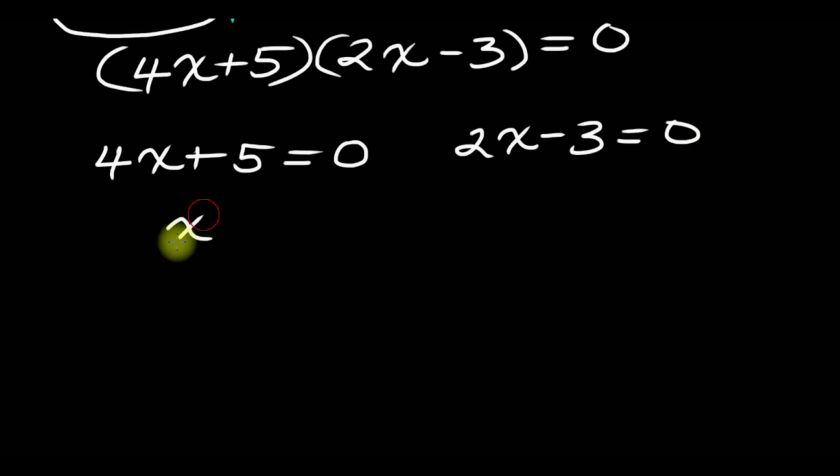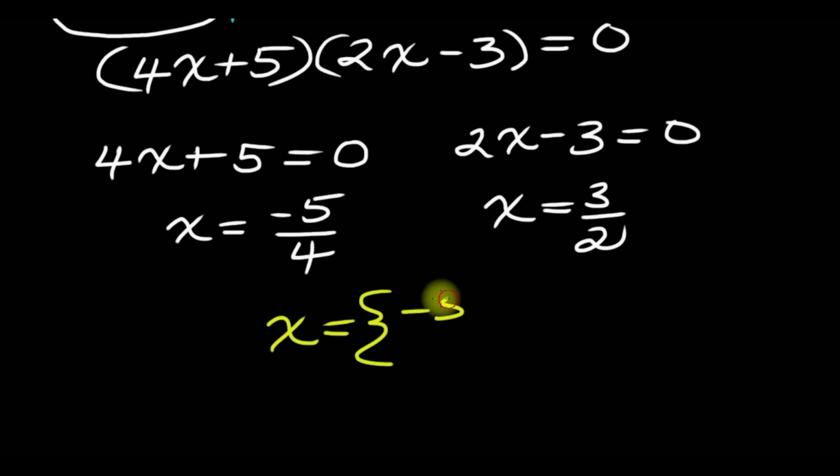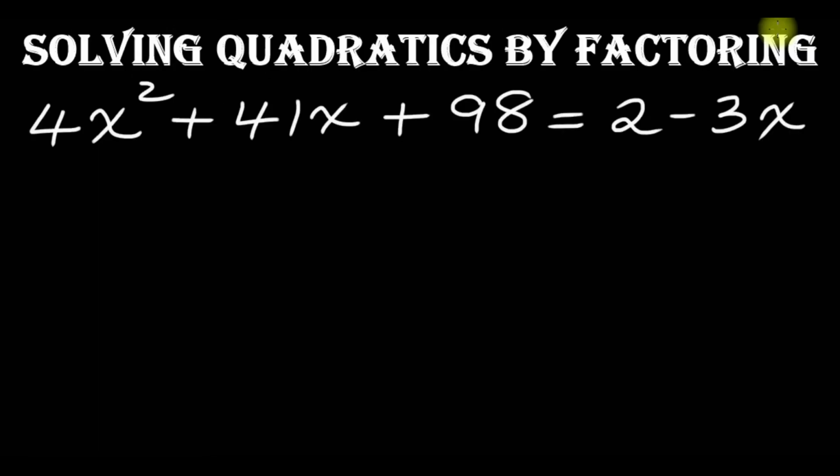Solving for x here, you're going to get negative 5 over 4. And solving for x here, you're going to get 3 over 2. Then we're going to use those two numbers and put them in a solution set. So the solution set is negative 5 over 4 and 3 over 2. Those are your two answers. Now we're going to take a look at another one, the last one here.